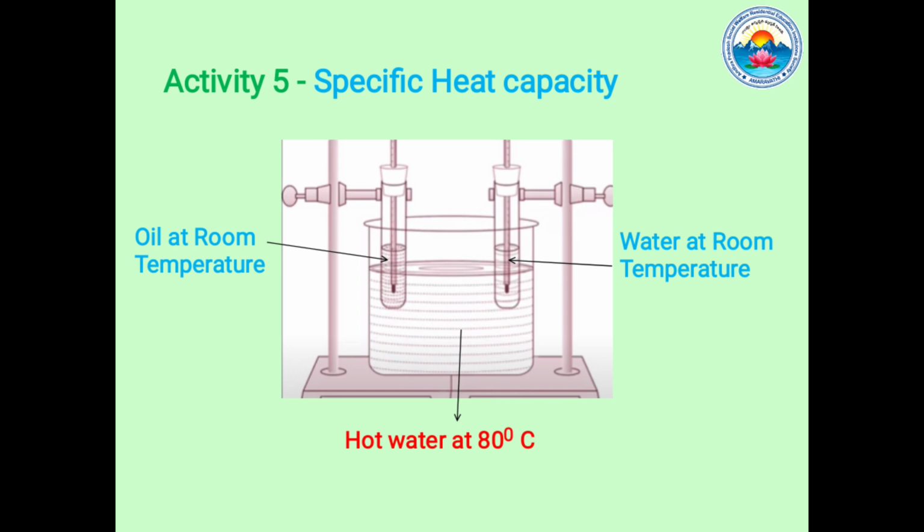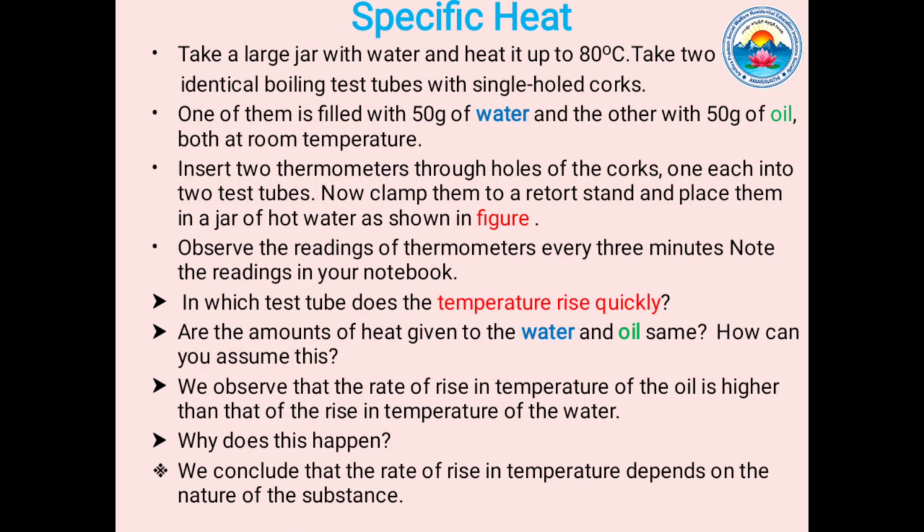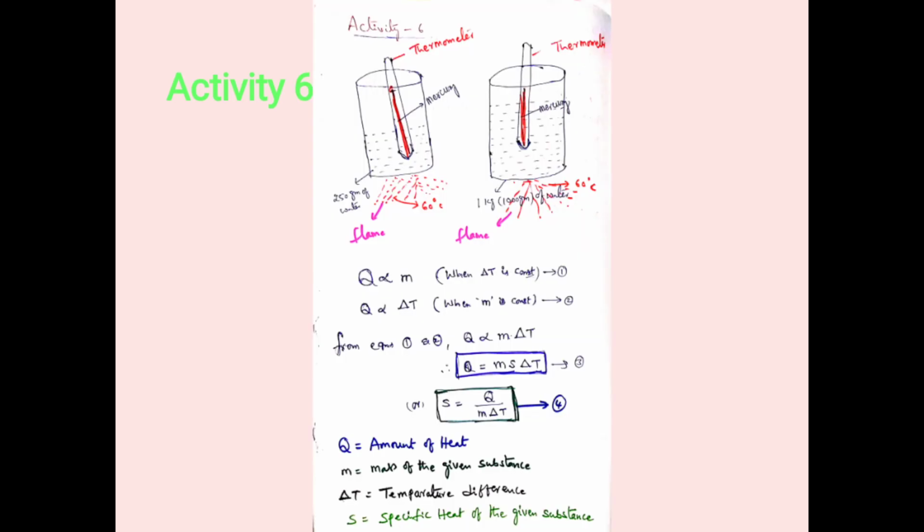Okay, why does this happen? Because the oil's temperature rises speedily, but the water's temperature rises slowly. We conclude that the rate of rise in temperature depends on the nature of the substance. This is about specific heat.